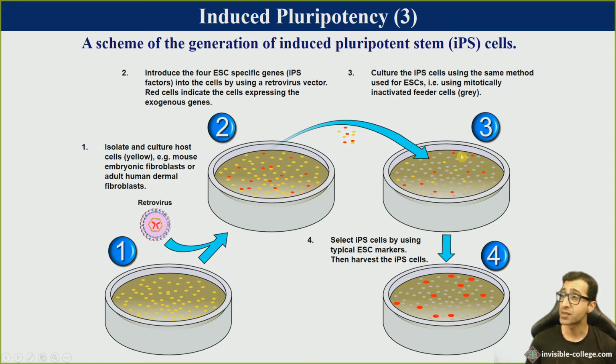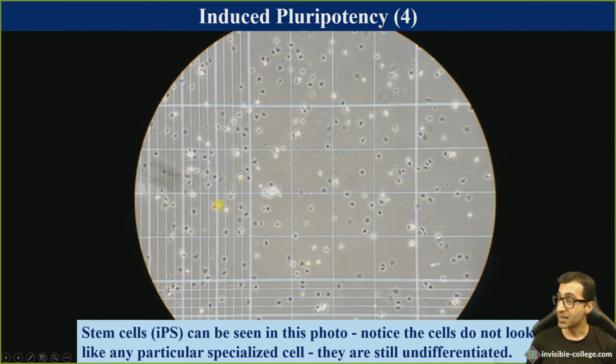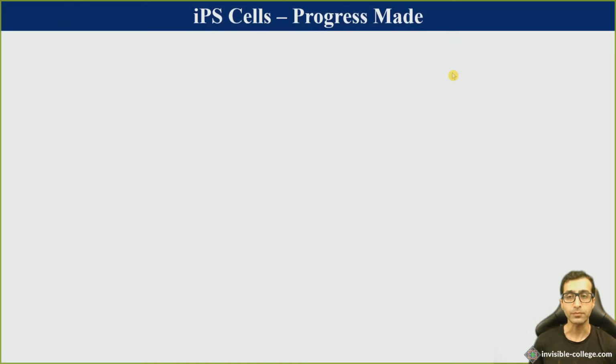Next we culture those cells, the iPS cells, using the same method used for culturing the embryonic stem cells, and this involves using mitotically inactivated feeder cells, which are here in grey. And finally, we then select the iPS cells by using typical embryonic stem cell markers, and then we harvest the iPS cells. So stem cells or iPS cells can be seen in this micrograph here. So we notice here that the cells do not look like any particular specialized type of cell. They are still undifferentiated. They don't have the kind of morphological features that you would expect of any specific cell from any particular kind of tissue.